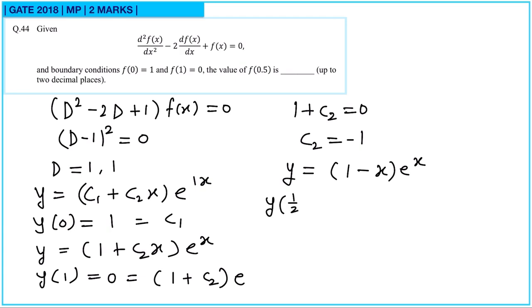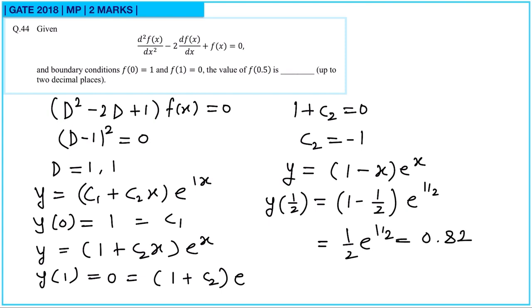So y of 1 by 2 will be 1 minus 1 by 2 e raised to 1 by 2. So half into e raised to 1 by 2. It is equal to 0.82. So up to 2 decimal places 0.82, and the answer given in the answer key is 0.81 to 0.84.